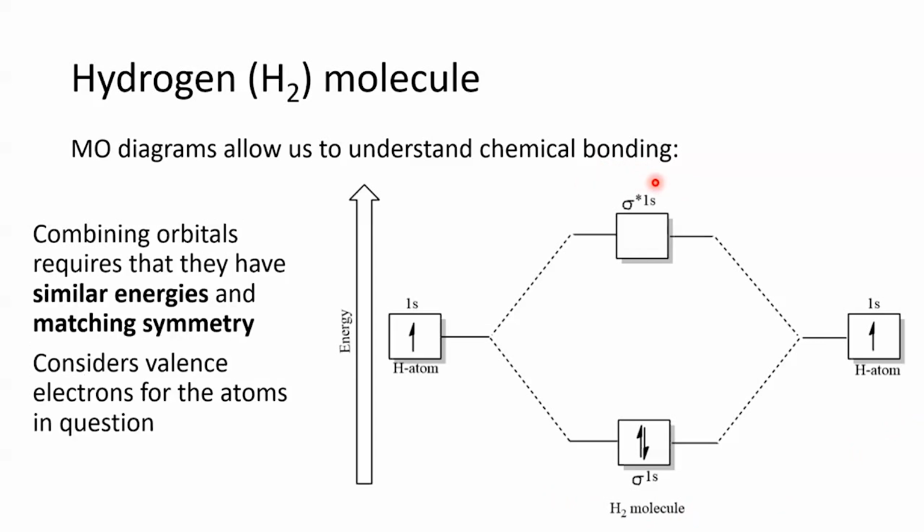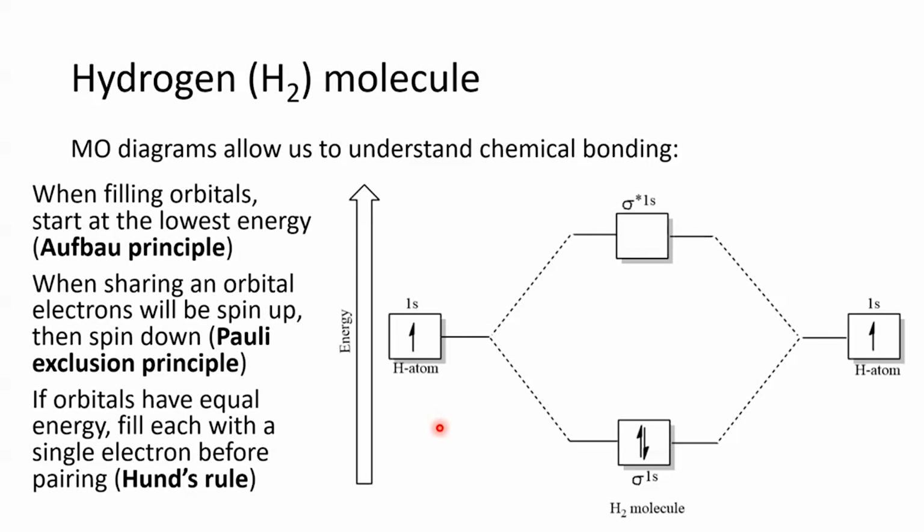To combine atomic orbitals together, they need to have similar energies and they need to have matching symmetry. Here we're combining two atomic orbitals that have exactly the same energy, and unlike p orbitals, s orbitals are essentially spherical and directionless. So provided those atoms come together, there is going to be an overlap of their symmetry. We can see that each atomic orbital here has a single electron within it. So for two hydrogen atoms, we have two electrons.